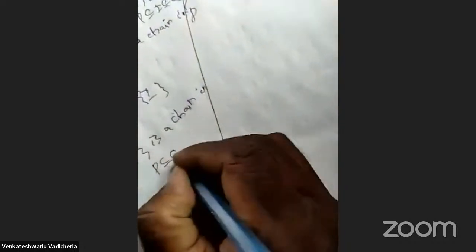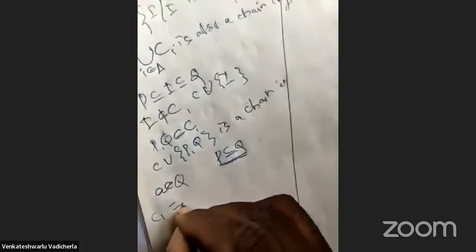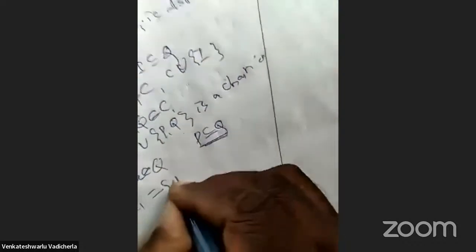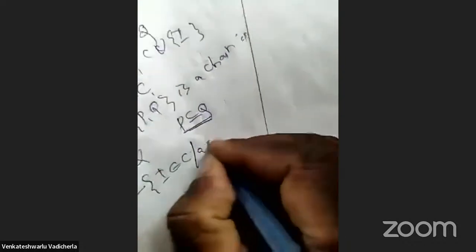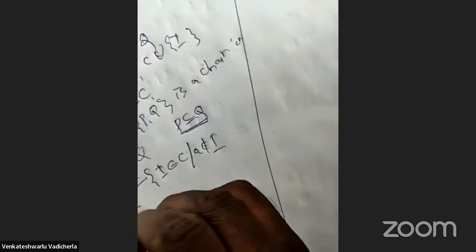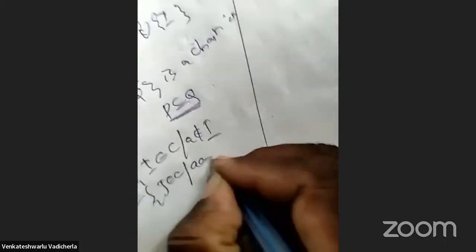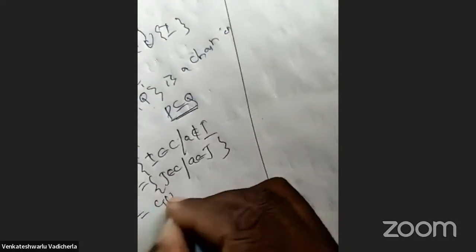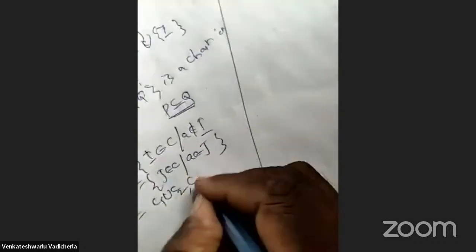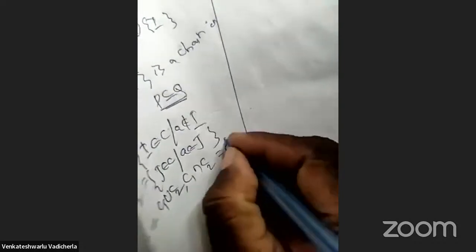So P ⊆ Q, A belongs to Q, and A does not belong to P. Let C1 be the set of I belonging to C such that A does not belong to I, and C2 the set of J belonging to C such that A belongs to J. So C is equal to C1 union C2, and C1 intersection C2 is empty.